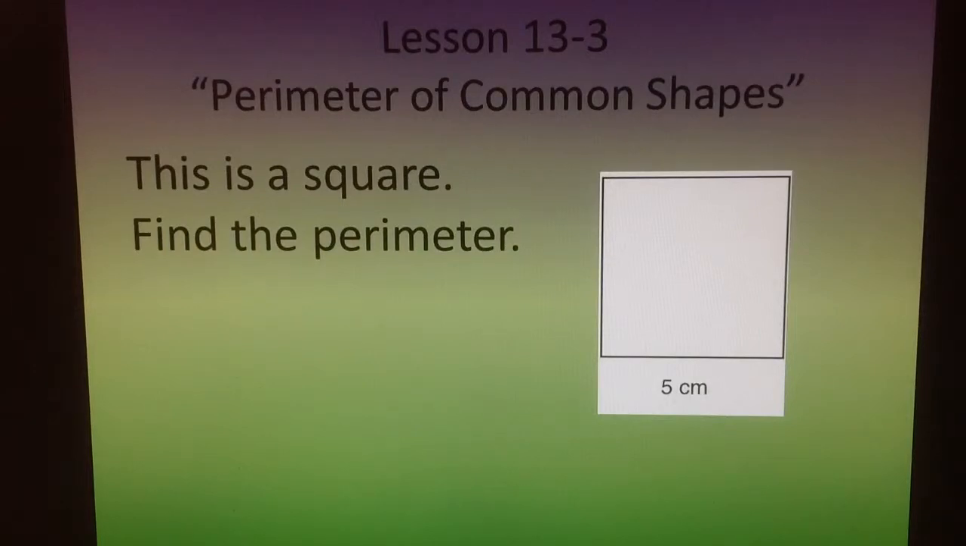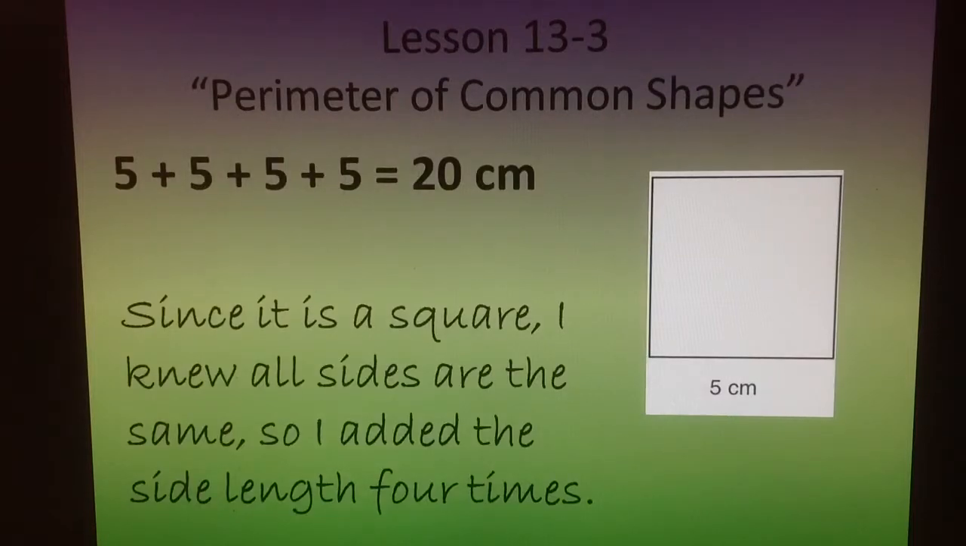So this is a square, and we were only given the length of one side, but one thing we know about squares is that all the sides are the same length. So 5 times 4 will give you your perimeter. 20 is the perimeter for the square.